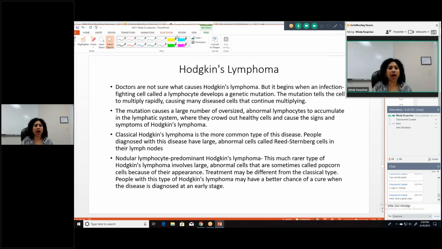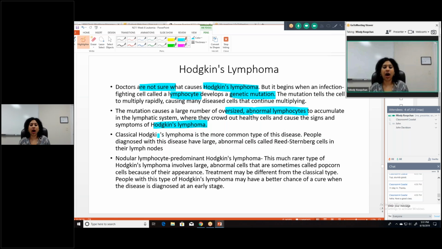So doctors are not really sure what causes Hodgkin's lymphoma. They're not sure, but it begins when the infection-fighting cells called your lymphocytes develop a genetic mutation. They're rapidly multiplying, but they're not doing much to help us. So we have a large number of oversized abnormal lymphocytes. They accumulate, they crowd out the healthy cells, causing symptoms of Hodgkin's lymphoma.